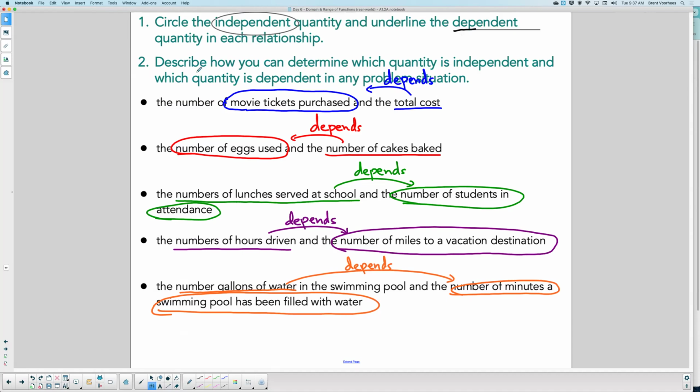Now, number 2 says describe how you can determine which quantity is independent and which quantity is dependent in any problem situation. What we're doing, and that I kept trying to write in here, is this word depends. How you do it is you try to figure out which one depends on the other. So, which one comes first is another strategy. Which one would have to come first? That would be independent. But the other way is to say, okay, then the second would depend on the first. And that's what I did here as the second thing.